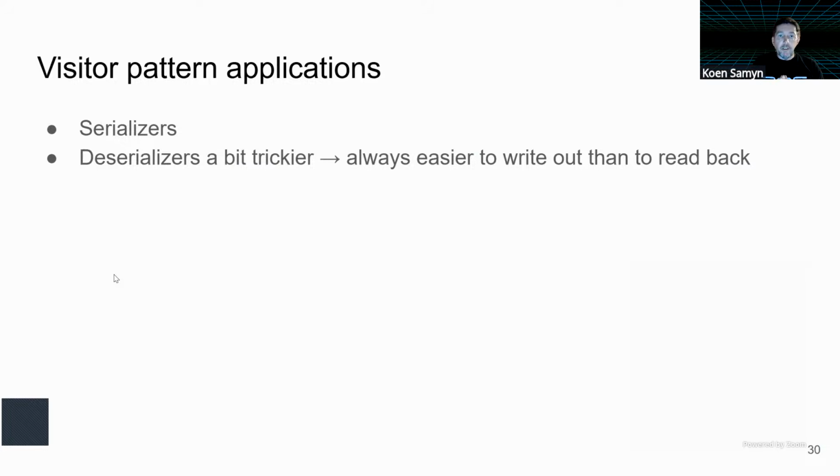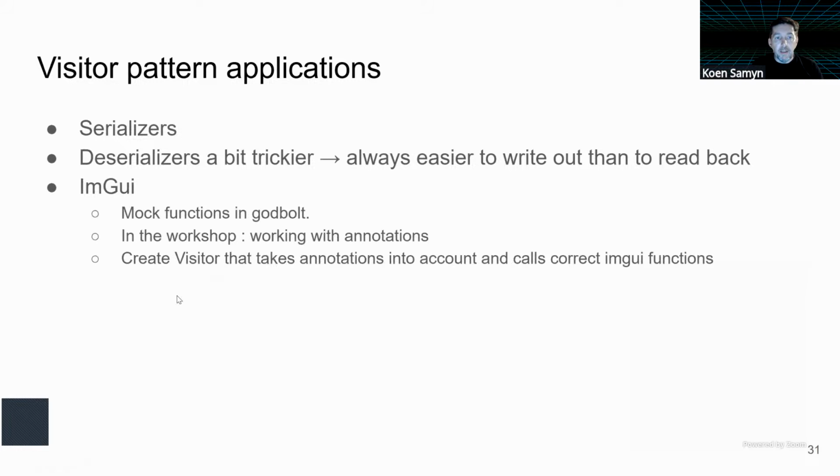When I was preparing this workshop, I had several applications in mind, so serializers. Deserializers we will also discuss a bit, but it's a bit trickier because sometimes when you write to JSON, you don't write enough information to read it back correctly. So serializer and deserializer have to be balanced against each other. I guess it's always easier to write something out than sometimes to parse it back in.